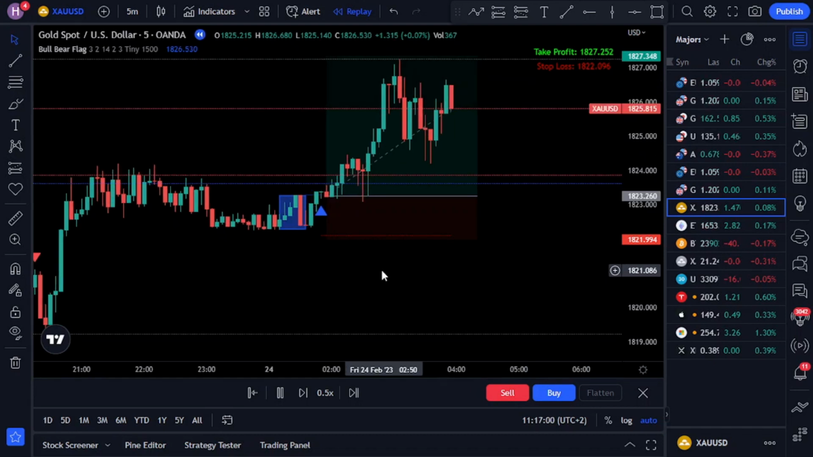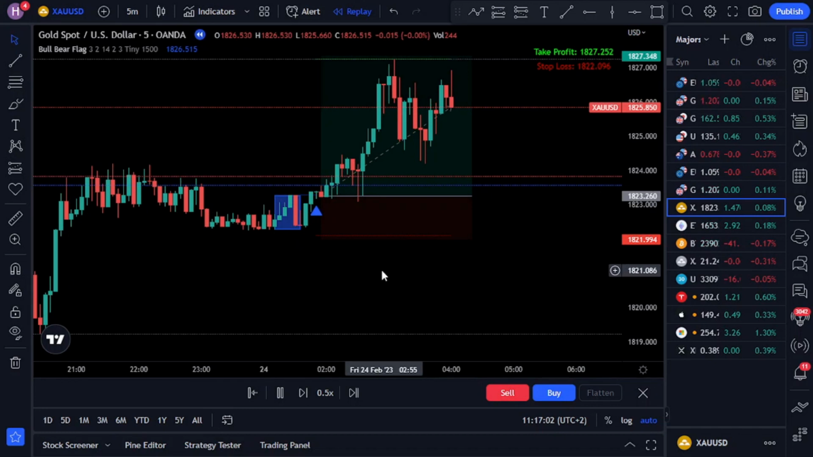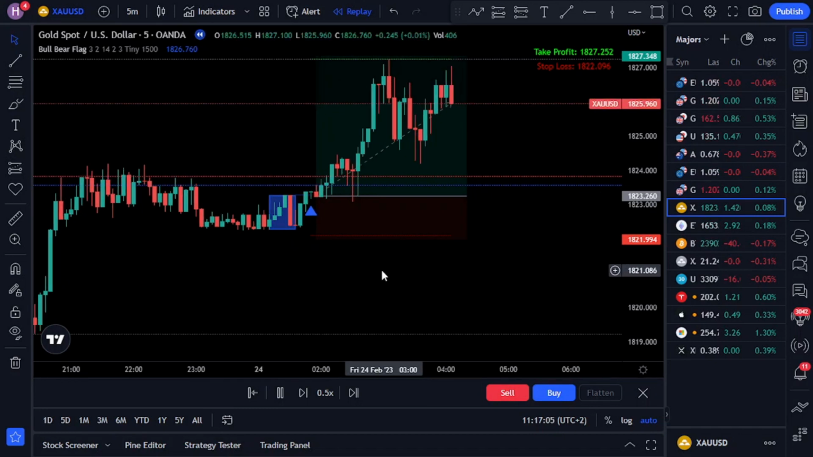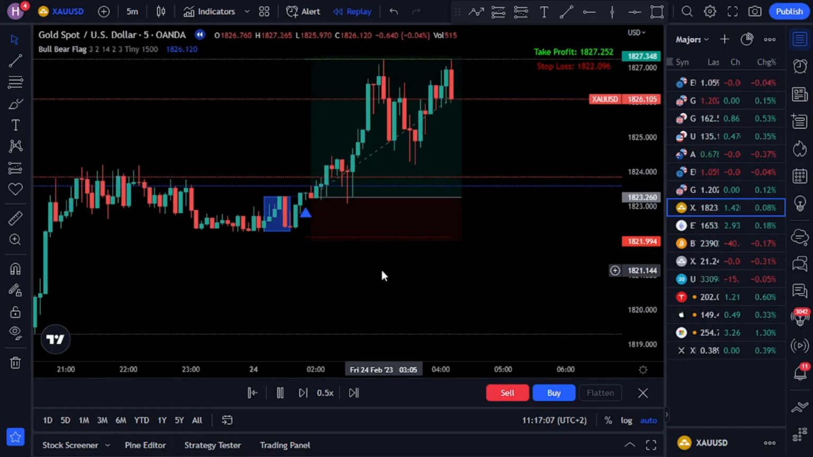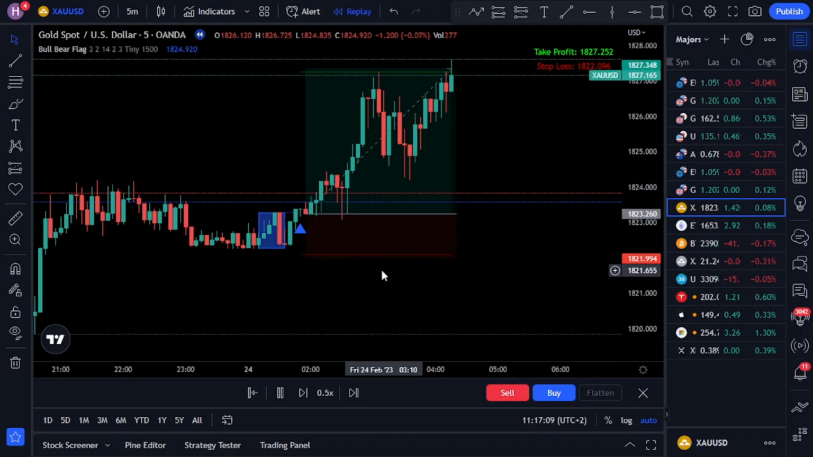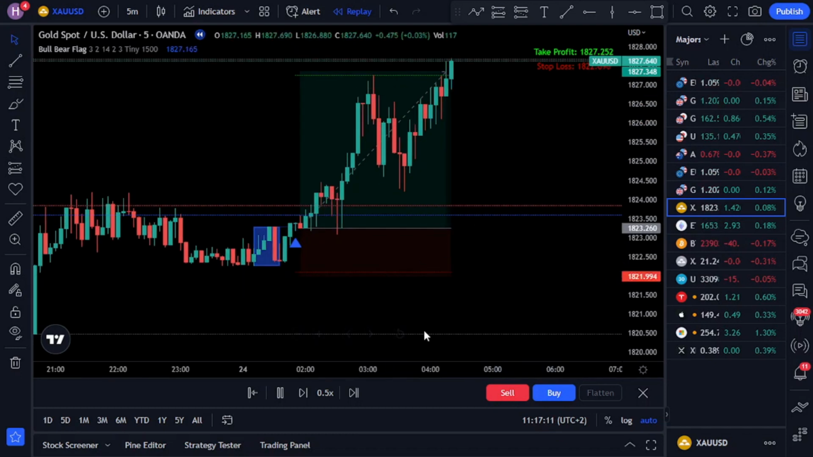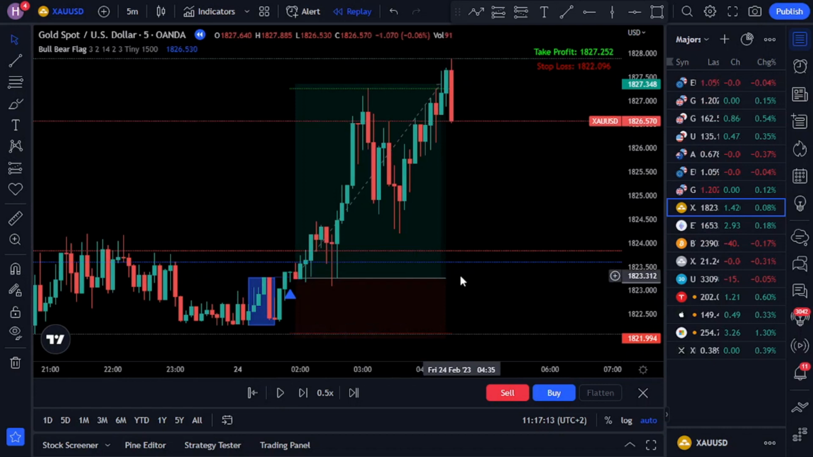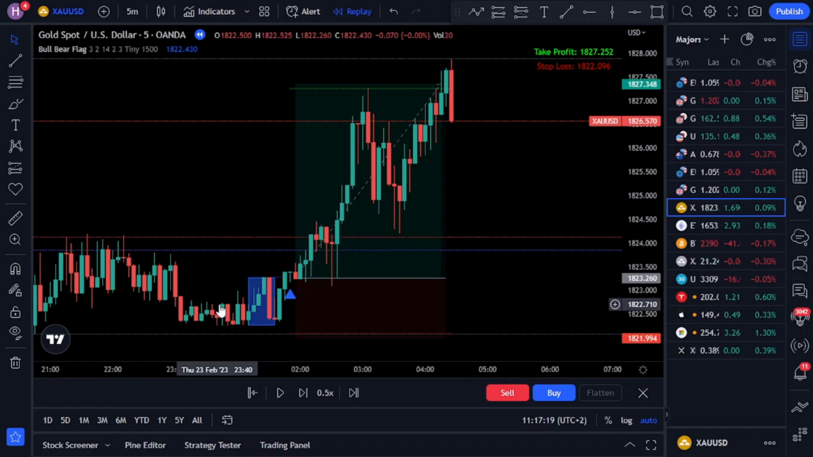What you will see is that it draws beautiful rectangles to indicate bull-bear flag patterns clearly on the chart. Bear flags are colored in red and bull flags are colored in blue. Unlike other indicators, it's also able to predict the breakout or trend continuation after price forms the specific flag pattern.